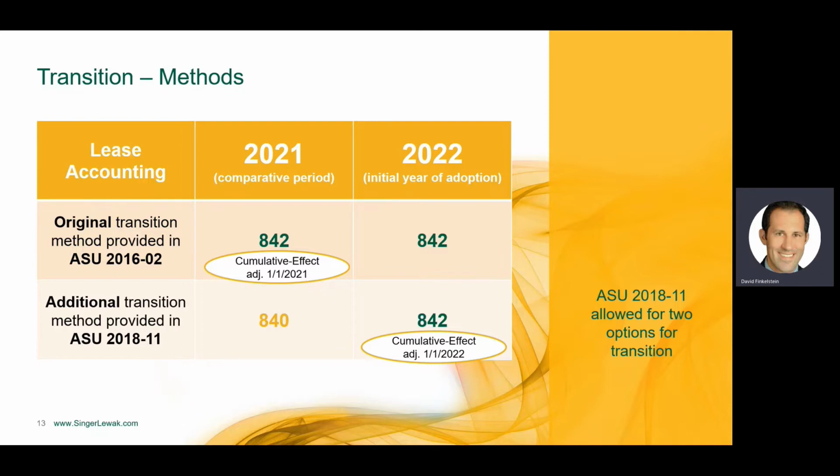The other method, if you're presenting comparative again, is to present the year of adoption under the new method of 842. And then the prior period would be under the original as presented, which would be the old lease standard. And you'd basically have an adjustment as of January 1st, 2022, booked or shown.